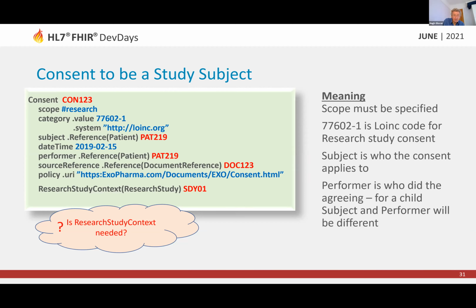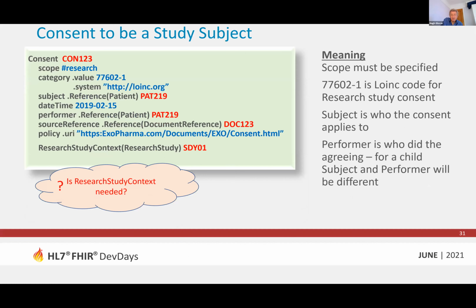So the consent, we can see that it's for patient PAT 219. PAT 219 actually does the consenting, they're not a child. And Doc 123 is the reference document that they worked with.